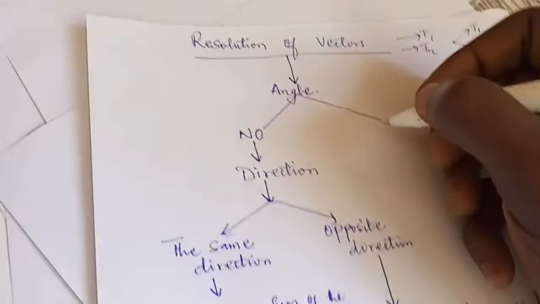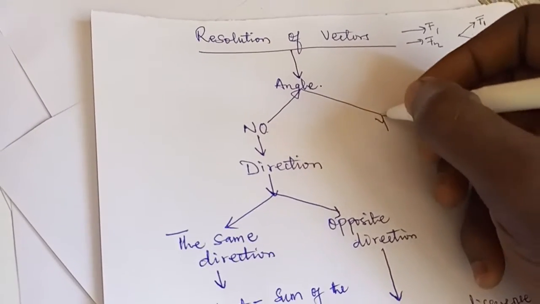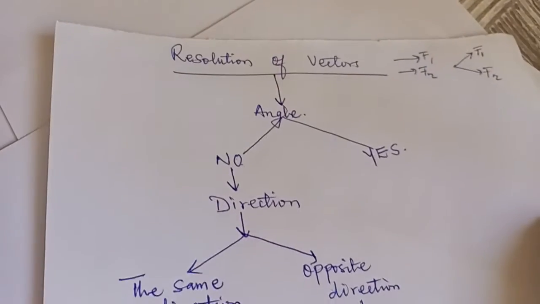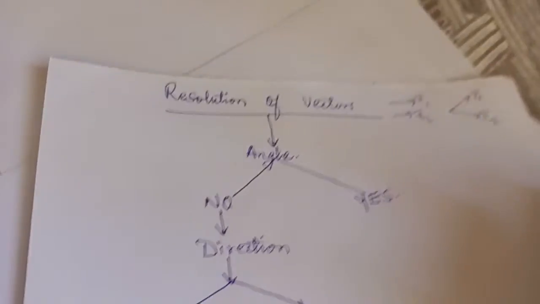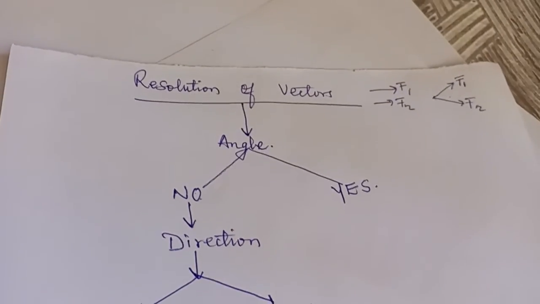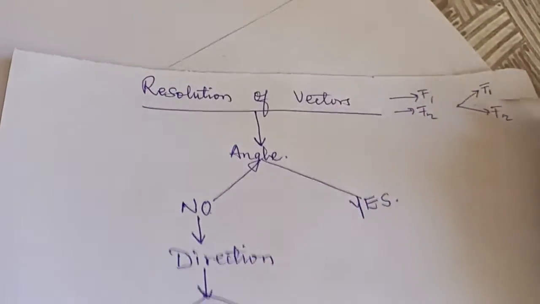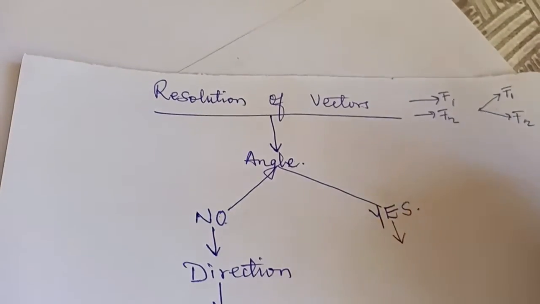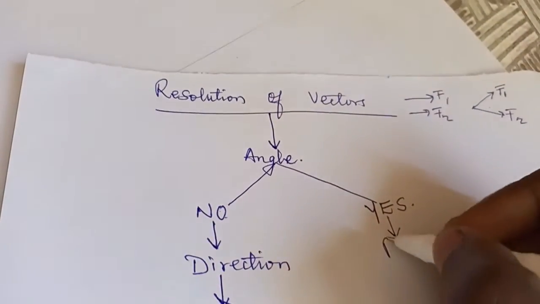Now, what will happen if the vectors make an angle with each other? That is a yes. If the vectors make an angle with each other like this, for example, then the next thing to do to find the resultant is to resolve the vectors.